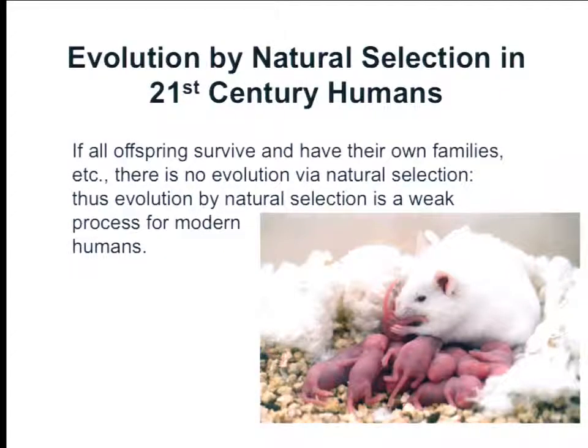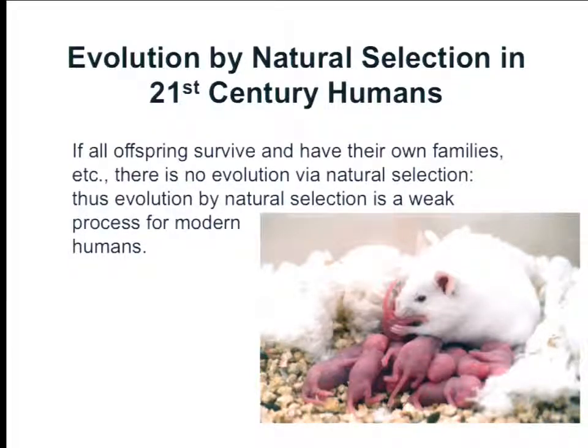So now that's sort of an interesting question. Evolution by natural selection in 21st century humans. Is it happening? Now, this is a fairly sophisticated question, but I think the answer at the first level of approximation is fairly simple. If all offspring survive and have their own families, then it's hard to see how there can be evolution by natural selection.